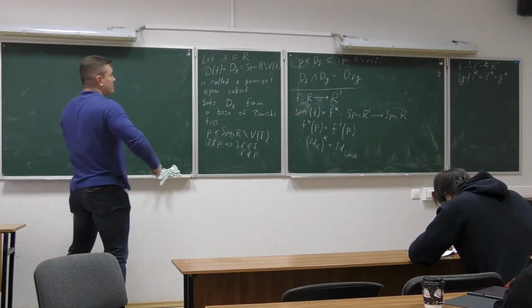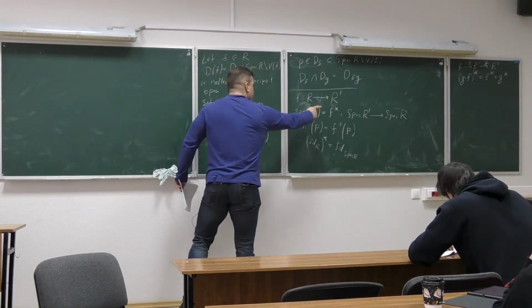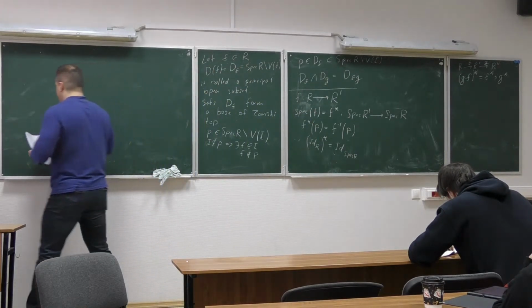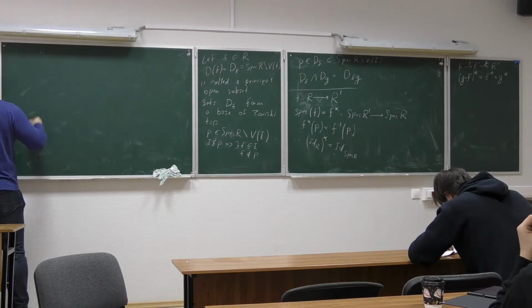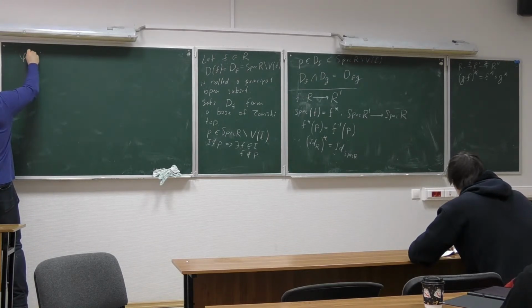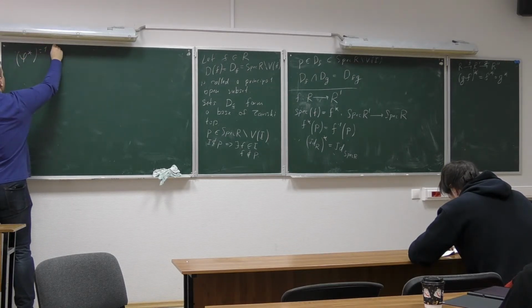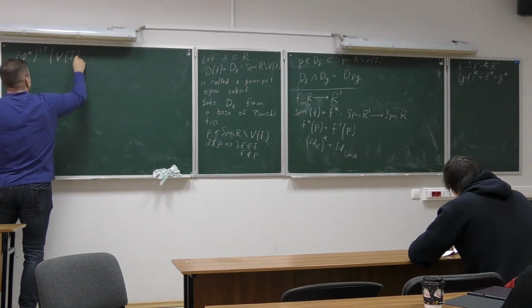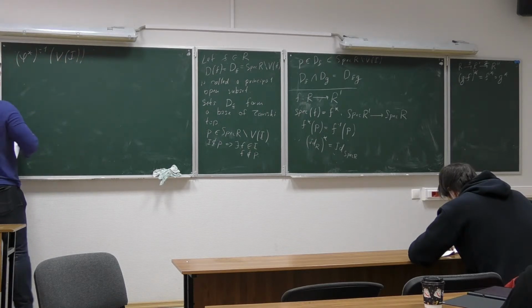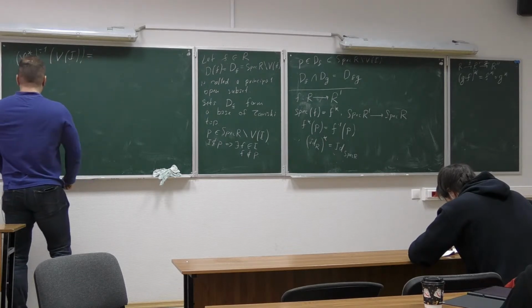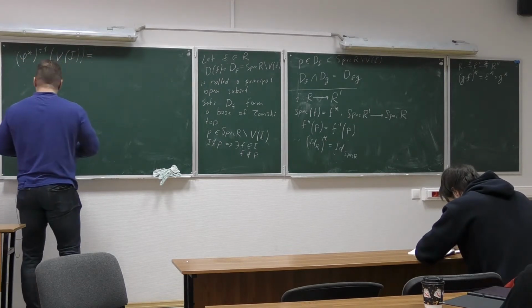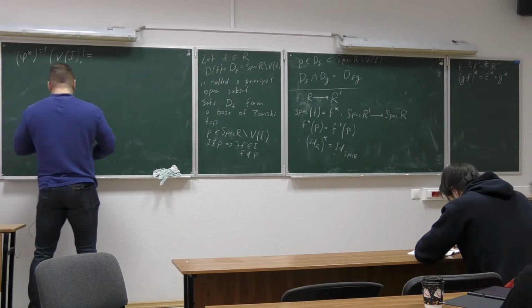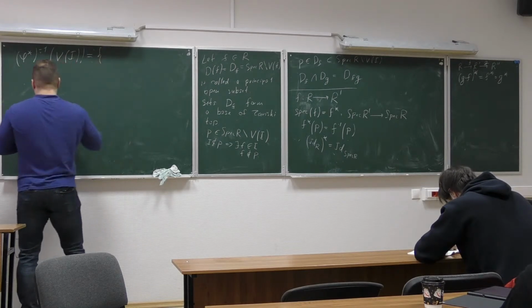So I want to show that this is a continuous map between Spec R' and Spec R. So I want to check that the pre-image of a closed set is again a closed set. Well, I just need to rewrite the definition several times. So what's the definition of the full pre-image?